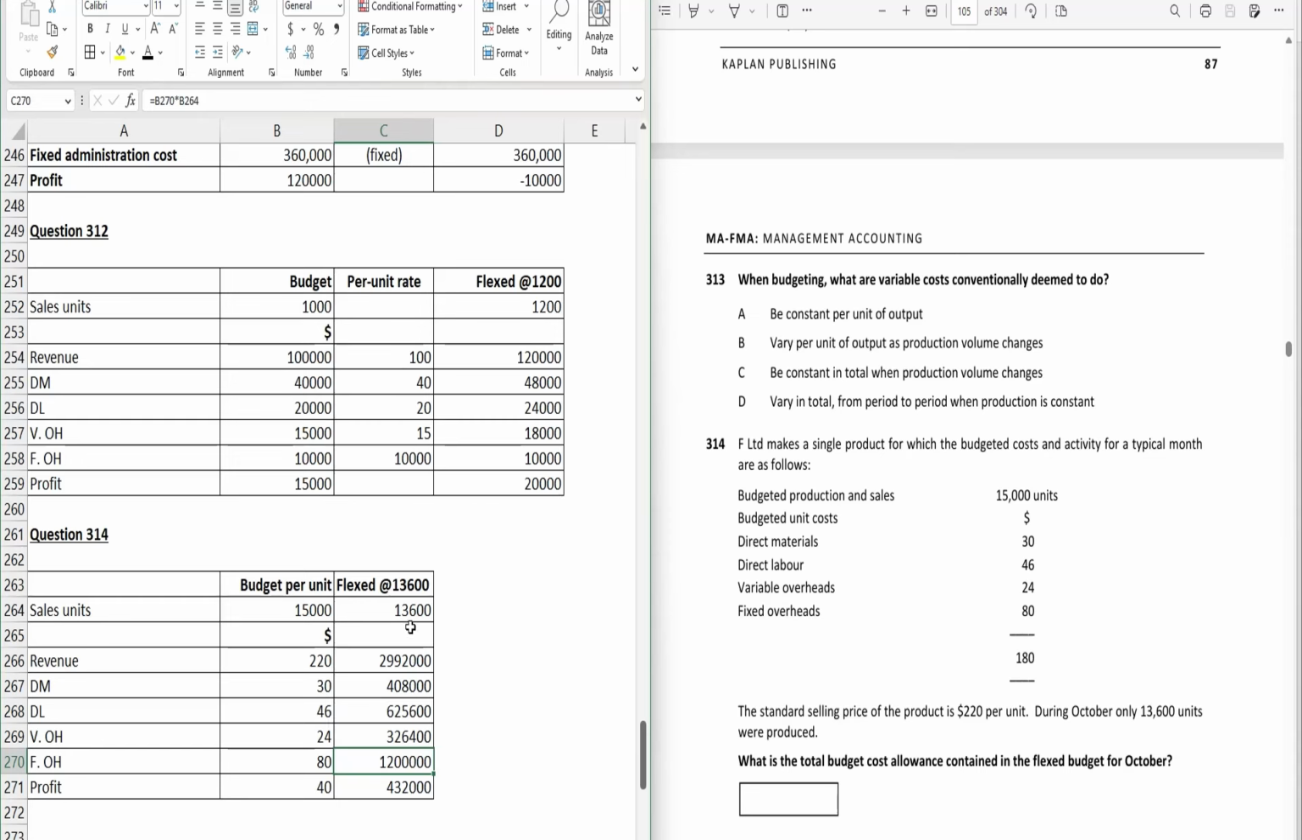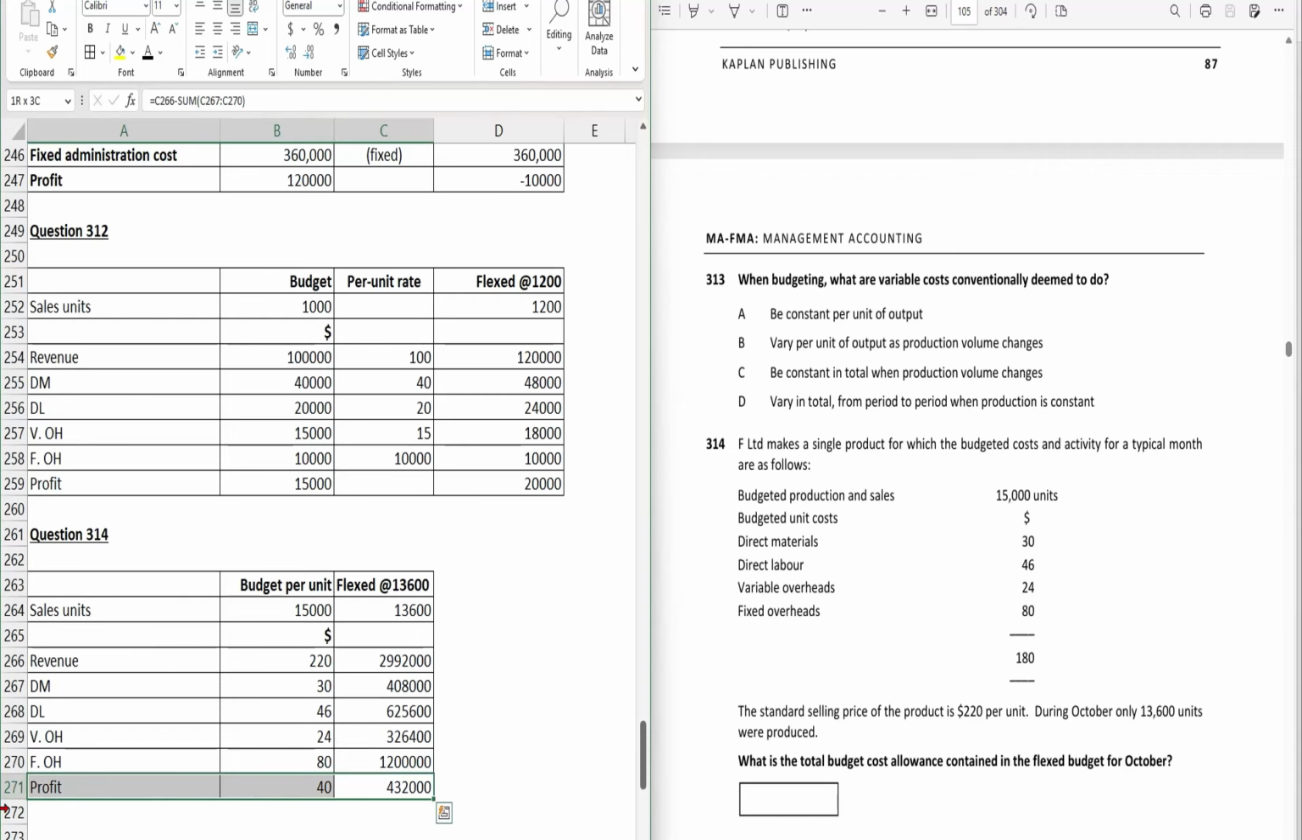13,600. This is incorrect. Students obviously repeat this kind of mistake in the exam, and they fail by 1 or 2 marks. So here we need to multiply 80 with the budgeted level of activity, because the fixed cost will be the same. It will not make sense otherwise. So 80 into 15,000 will be 1,200,000.